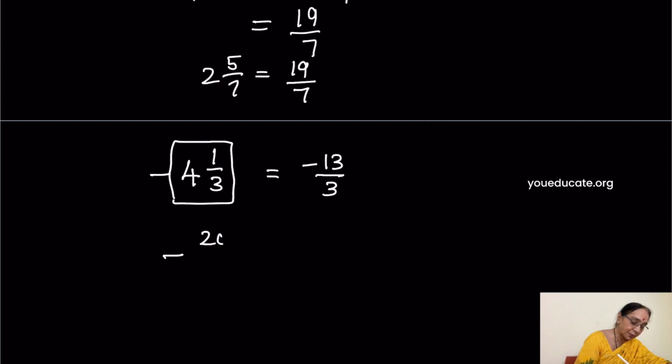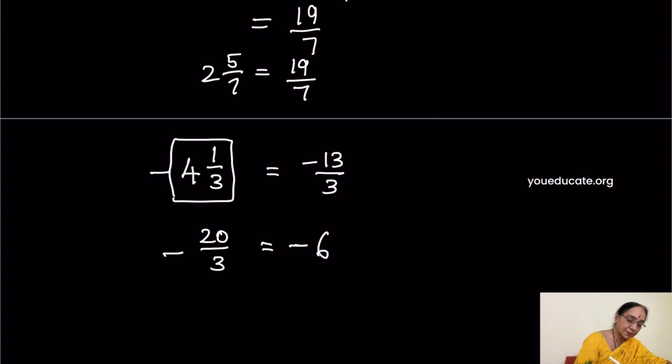Say, for example, you have negative 20 by 3. So just keep the negative sign and change this 20 by 3 into a mixed number. So 3 divides 20 six times, you are left with the remainder 2. Negative 6 and 2/3.